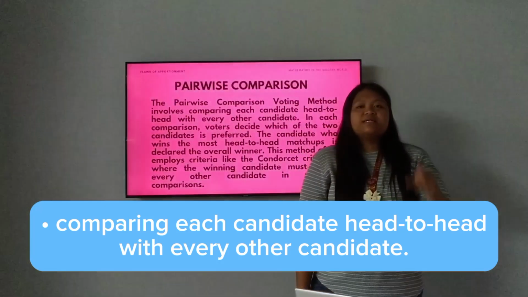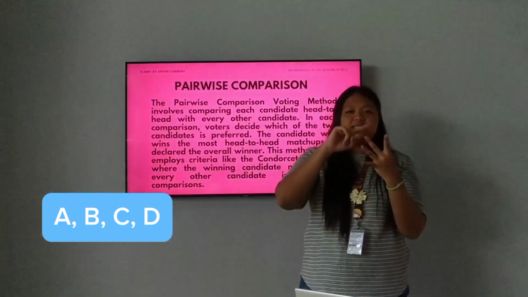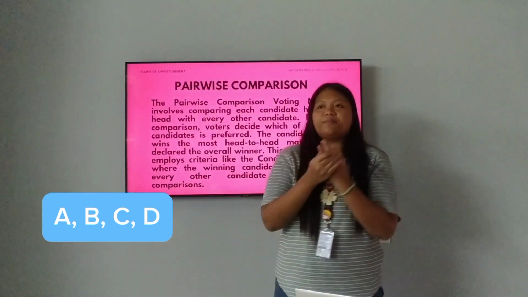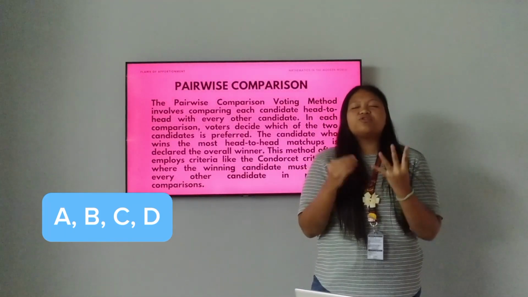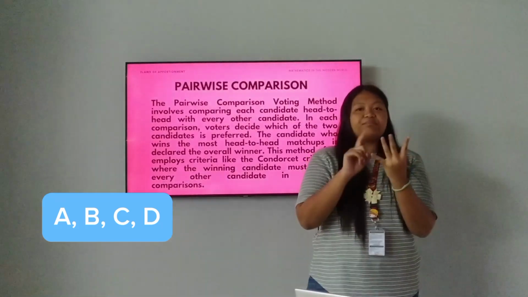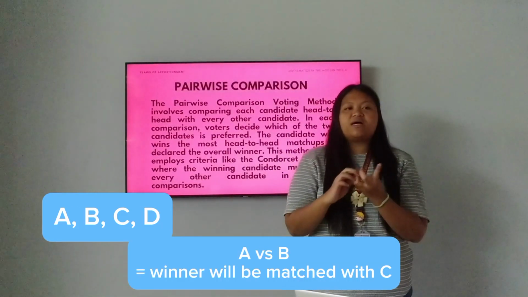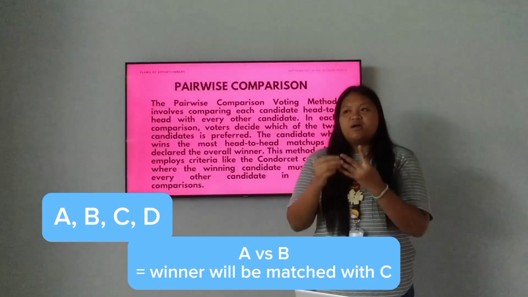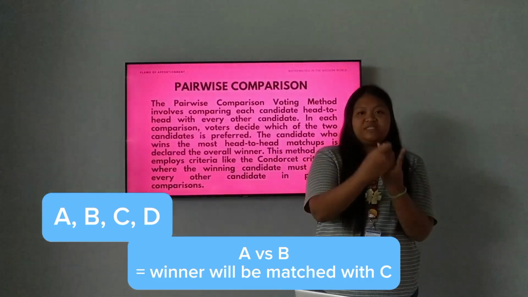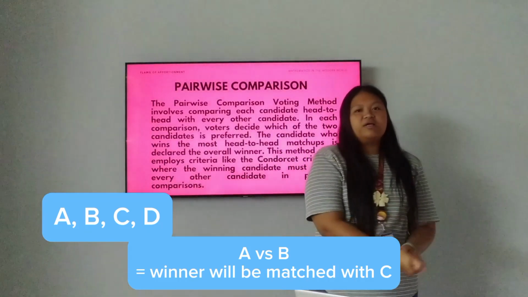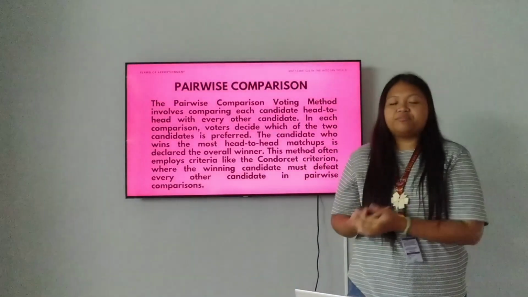So, for example, we have candidates A, B, C, D. We'll first match A and B head-to-head, and whoever wins the match will be matched against C, and so on and so forth. So that's how they determine the winner.